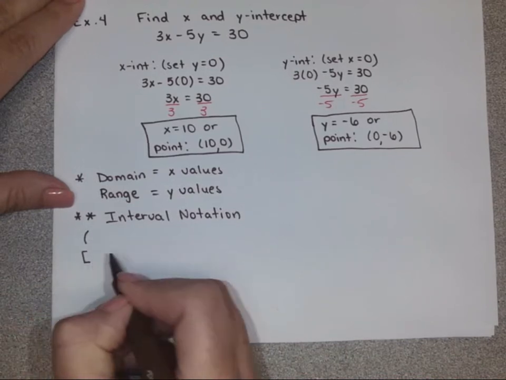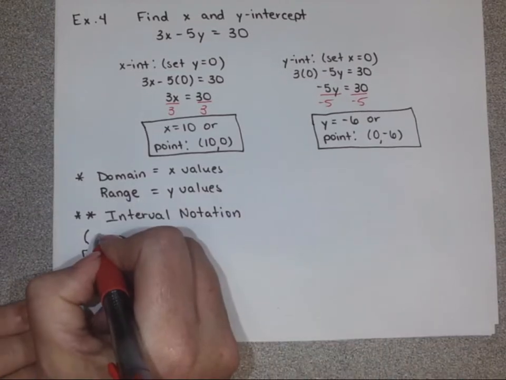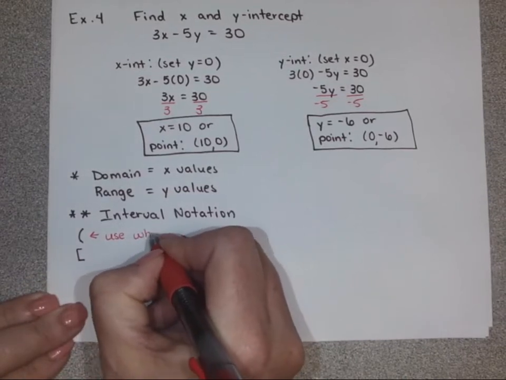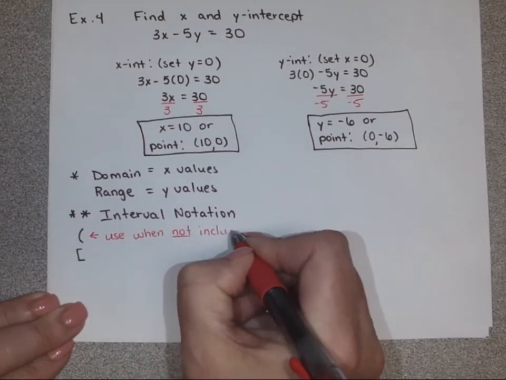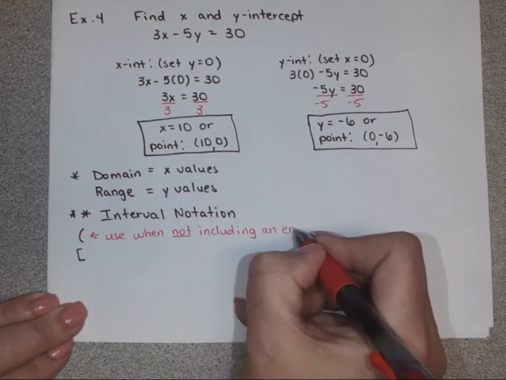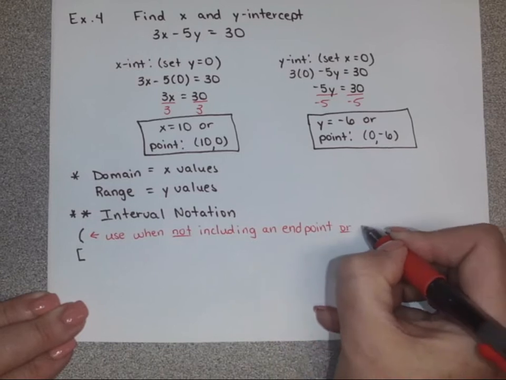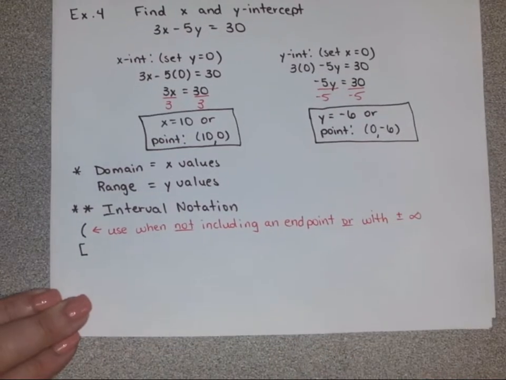All right, so first of all, with interval notation, we're either going to use parentheses or brackets, or maybe a combo of both. Okay, so we use parentheses in two scenarios. You use it when you are not including an endpoint, and we're going to look at some examples of this, or you use it with positive or negative infinity.